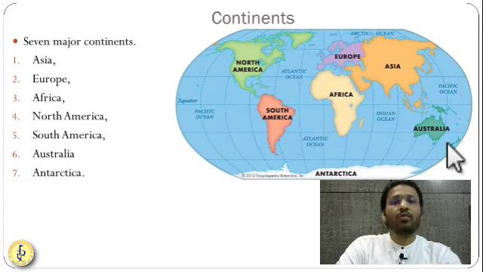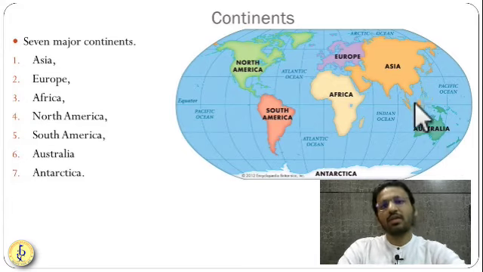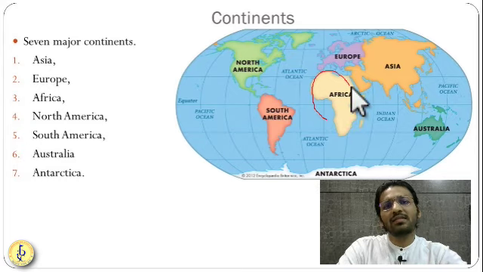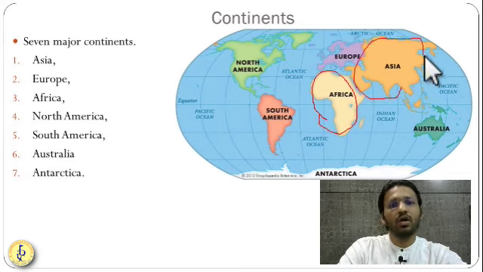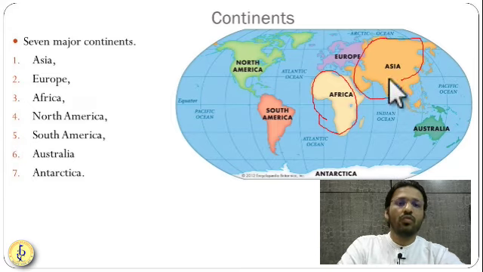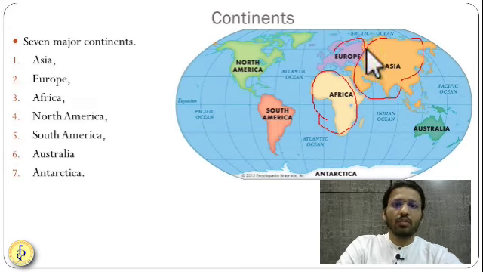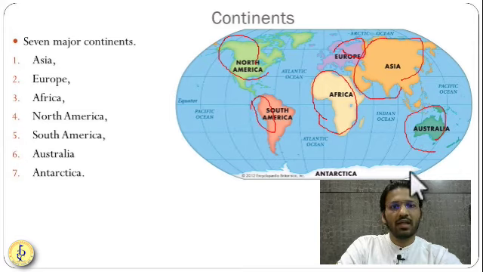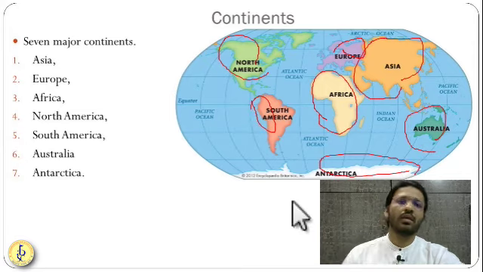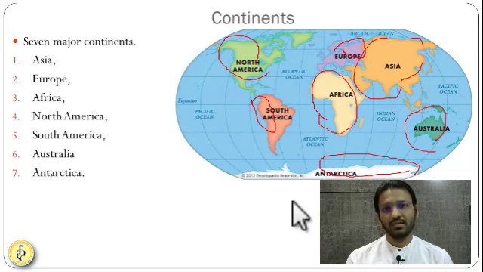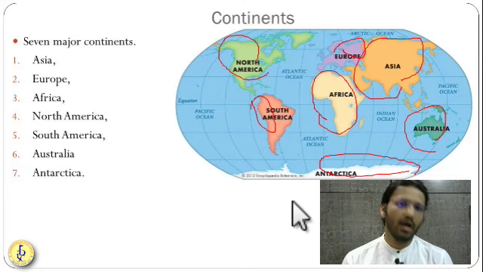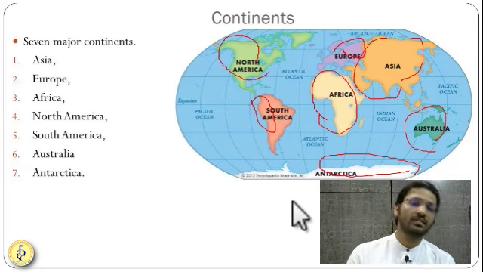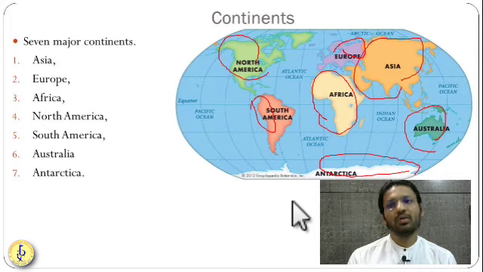The lithosphere is mostly made up of continents. Here we can see various continents. There are 7 major continents on the surface of the earth. Which are these 7 continents? First is Asia, then Europe, then Africa, then North America, then South America, then Australia, and then Antarctica. These are the important continents. Antarctica is in the southern hemisphere. The Arctic is in the northern hemisphere, but the Arctic is not a continent. Antarctica is the only polar continent. So these are the 7 important continents.